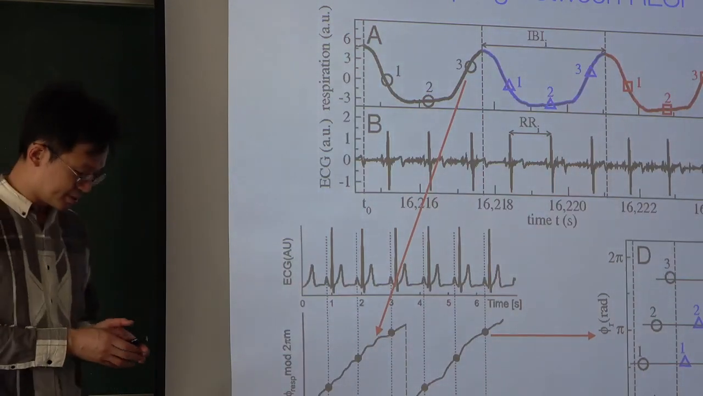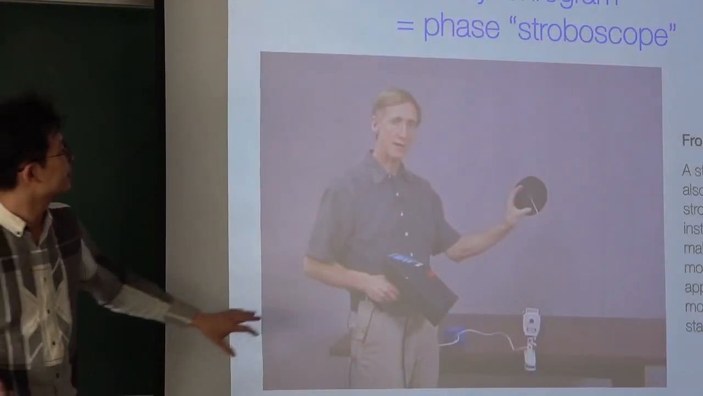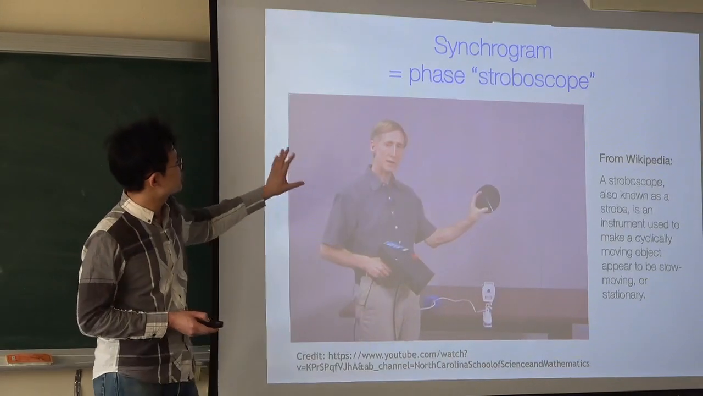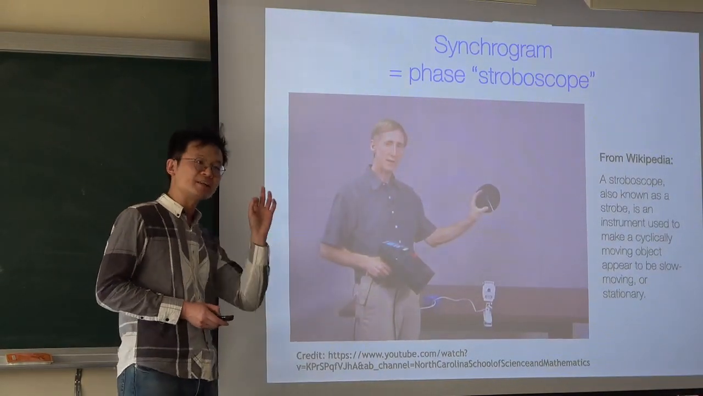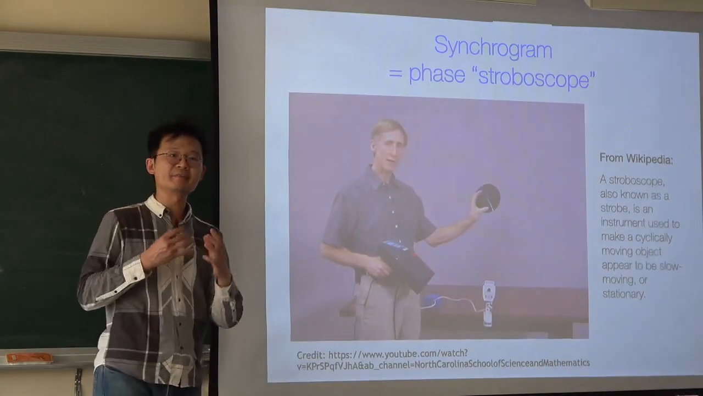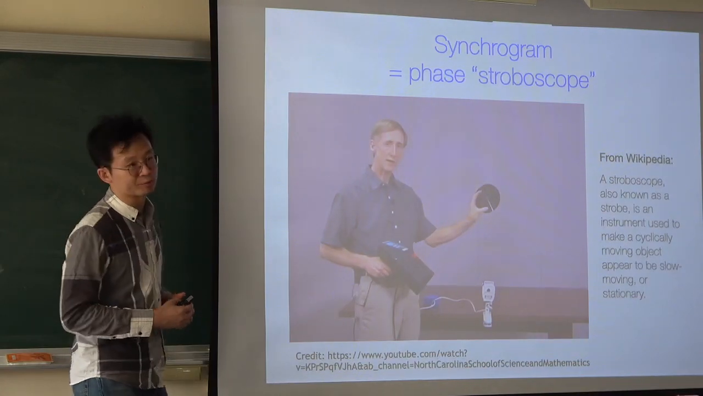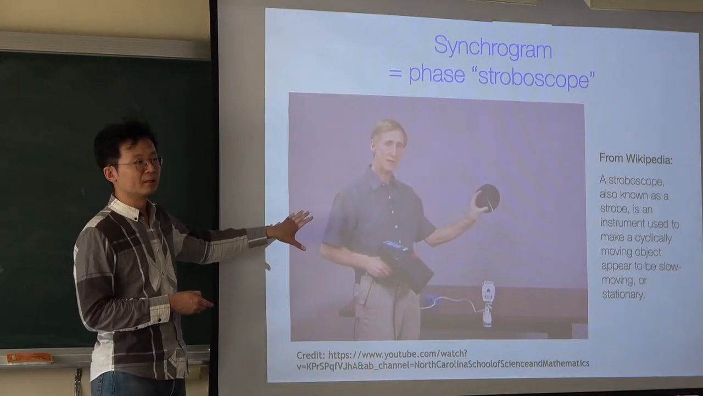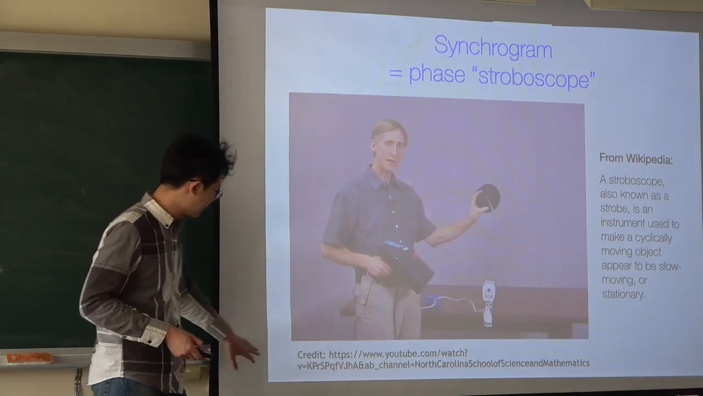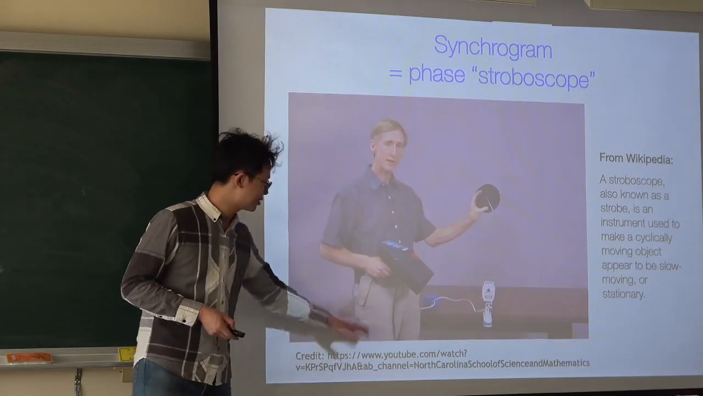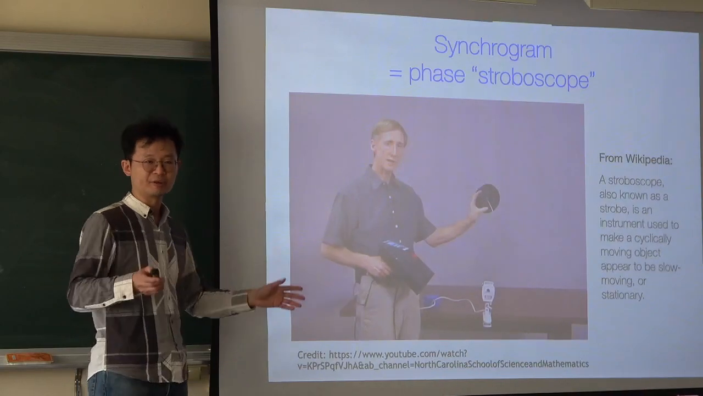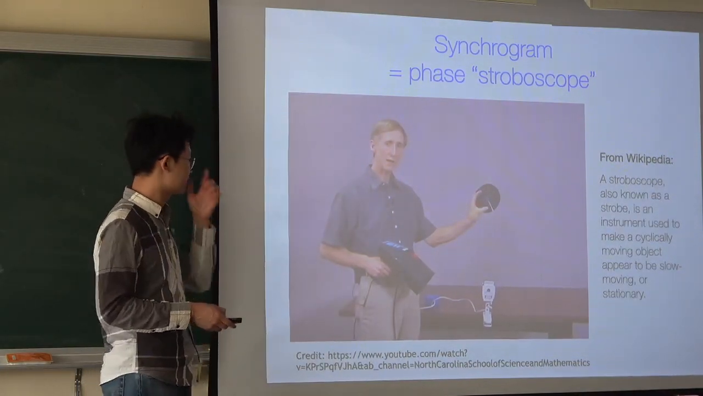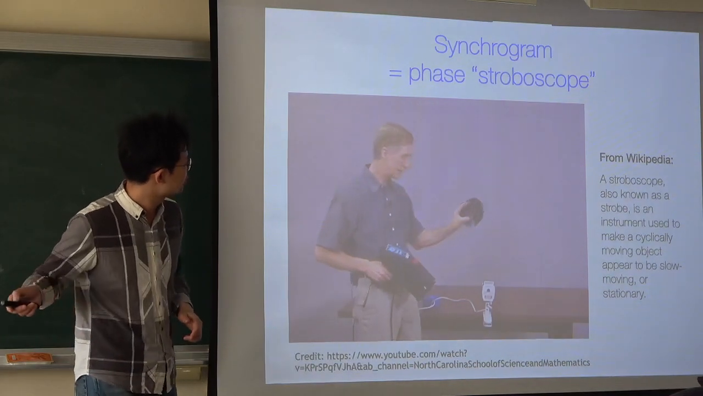So that is the very basic idea of the phase stroboscope. And from this phase stroboscope, you can see it is able to detect some kind of coupling. The synchrogram is a generalization of this idea. If you have interest, you can go to the YouTube video, which has a full version. I only showed you a very small clip to show you the basic idea.